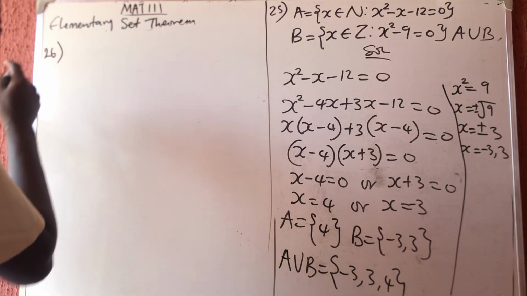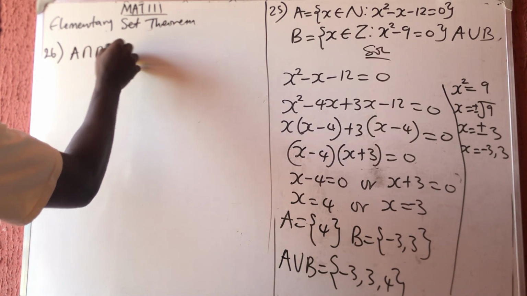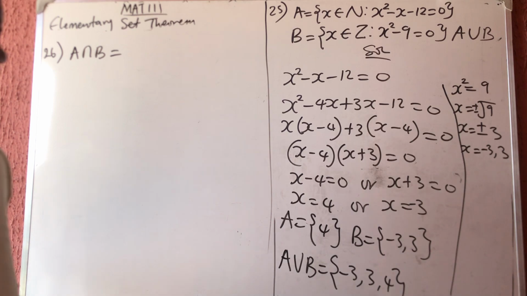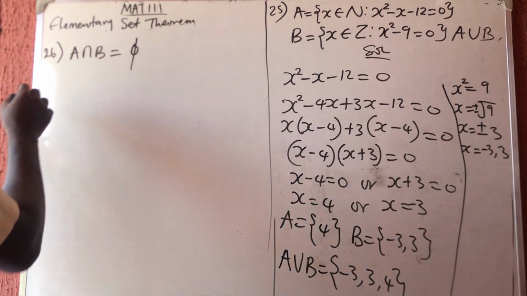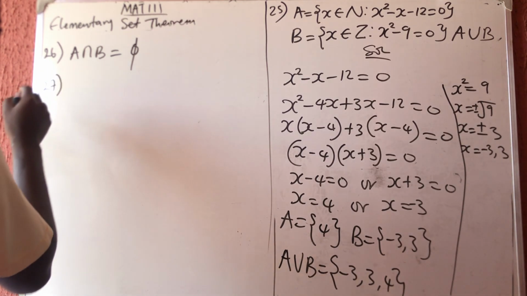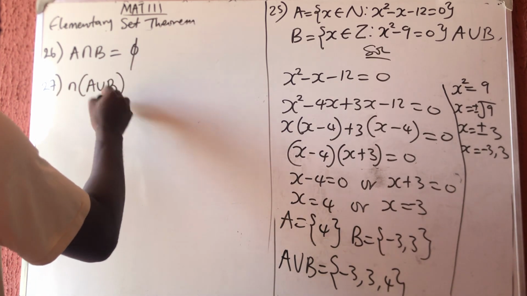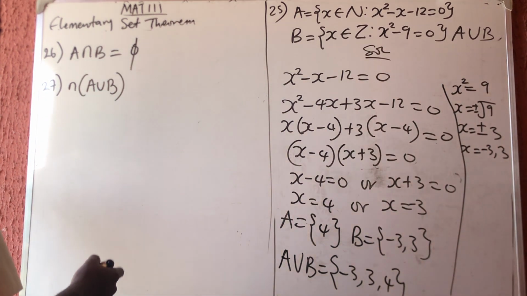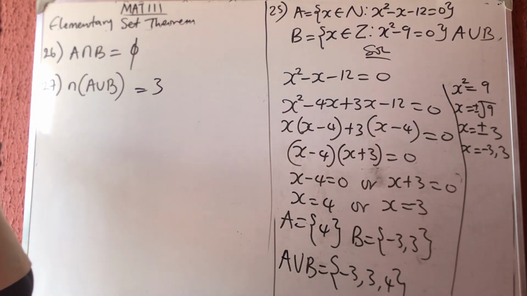Question number 26 said we should find A intersection B of question number 25. Intersection means what they have in common. Do they have anything in common? No. It's an empty set. Okay, they don't have anything in common. Question number 27 said we should find the cardinality of that A union B of the same question. Okay, so cardinality means how many elements? 1, 2, 3. So they are 3 in number.